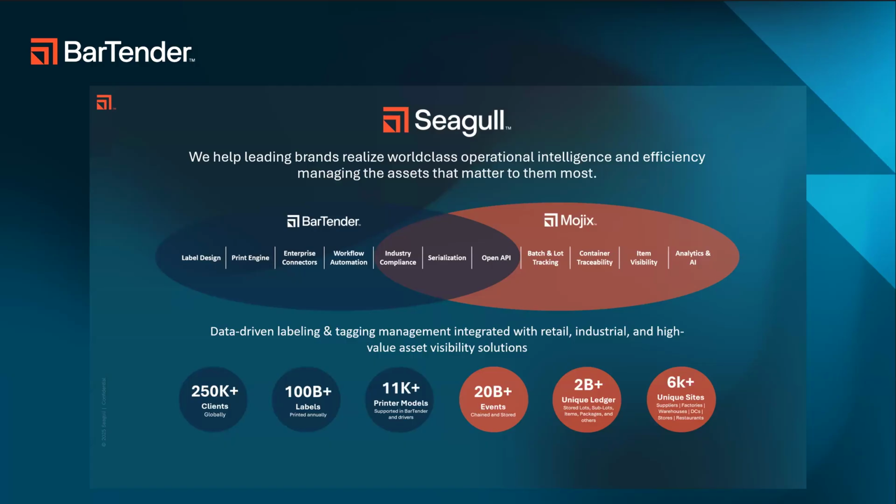And BarTender is only one arm of Siegel Software, focusing on printer management, serialization, and creating digital identities to enable precise labeling and tracking from the start. Meanwhile, Mojix complements this by providing complete item level visibility across the entire supply chain, ensuring traceability and transparency from source to shelf. And by combining these expertise together, Siegel supports your business by enabling operational intelligence and efficiency for managing your assets across the supply chain. And that's a little bit about BarTender and Siegel overall.